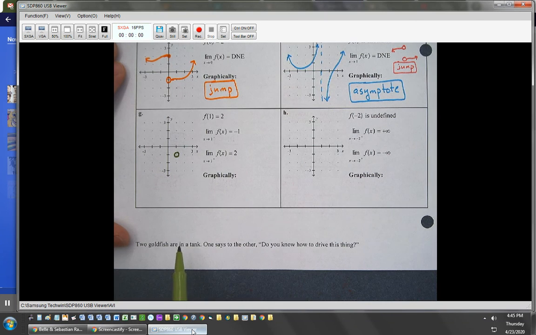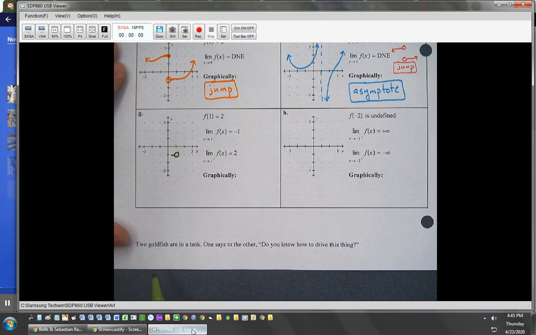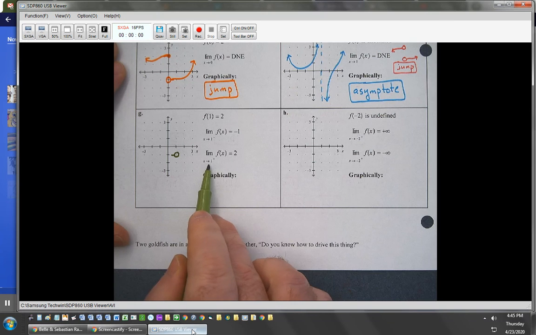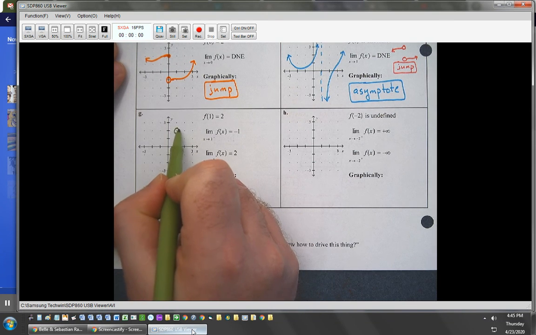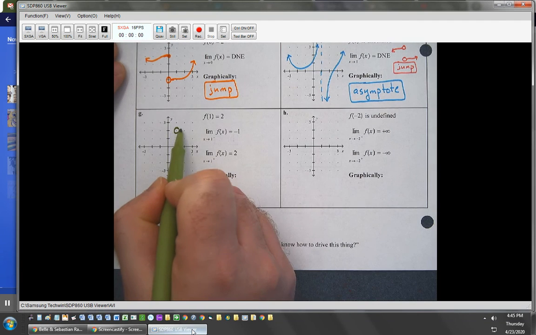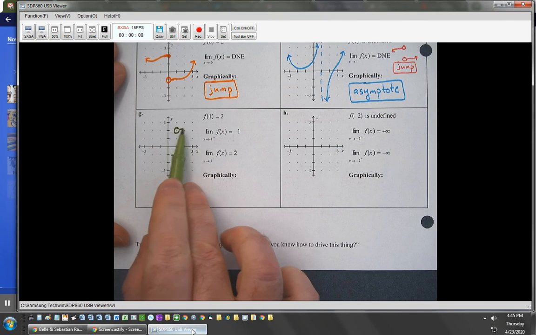Notice I made that an open circle because I can fill it in later if I need to. And this is coming from the left. So the graph comes in and meets there. As x approaches 1 from the right, our graph needs to reach a height of 2. So up here at 2, we're going to approach from the right. And notice I just did a little bit. I can draw the rest later.